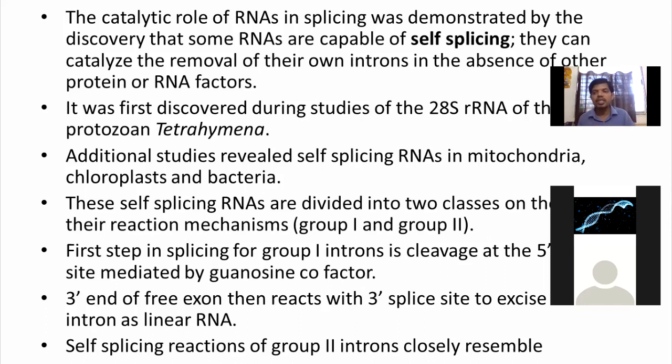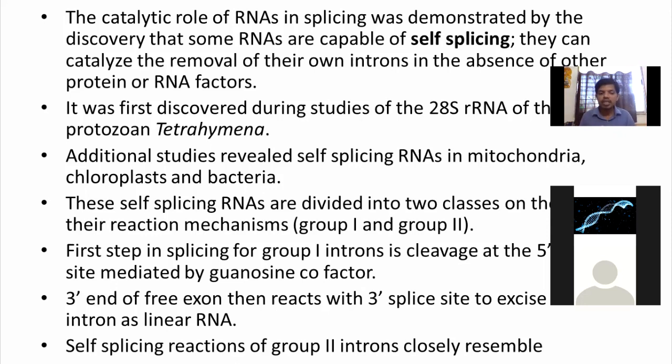Remember the previous slide in which I showed the branch point. In that branch point, there was an adenine residue, which was highly conserved, because each and every time you observed that adenine is present. But here, there is guanosine as a cofactor instead of adenine, and this guanosine cofactor helps during the cleavage. The 3' end of the free exon then reacts with the 3' splice site to excise or remove the intron as a linear RNA. See here that in the previous slide the RNA was removed in a lariat form.